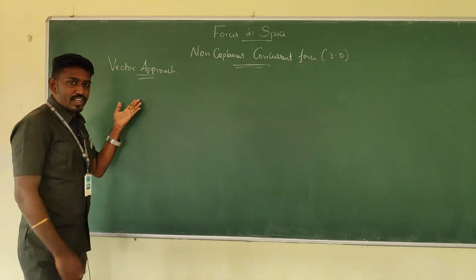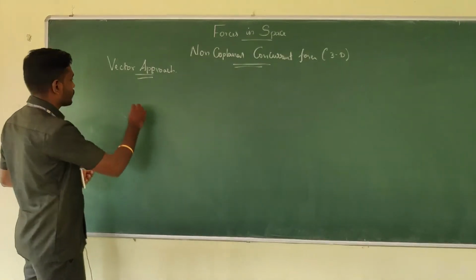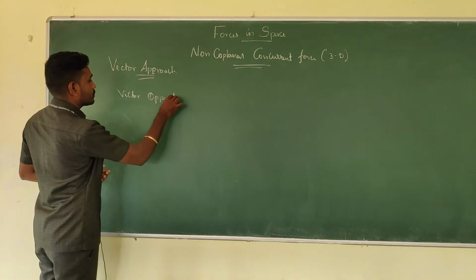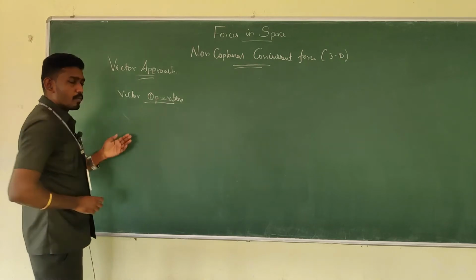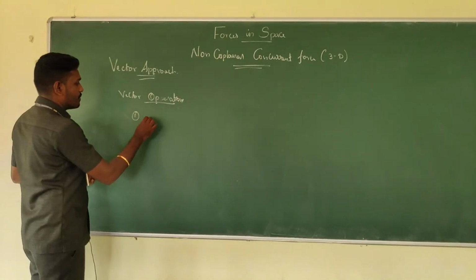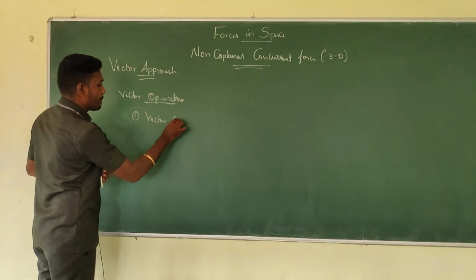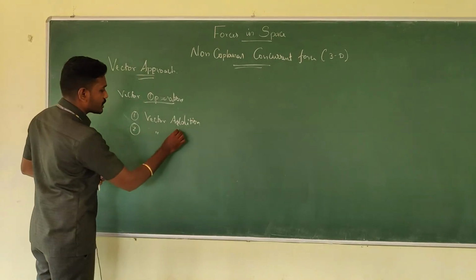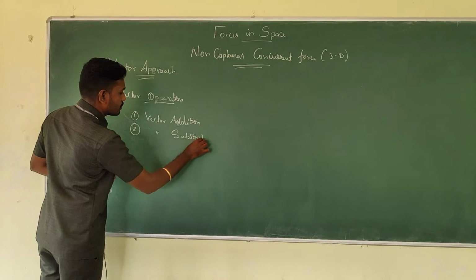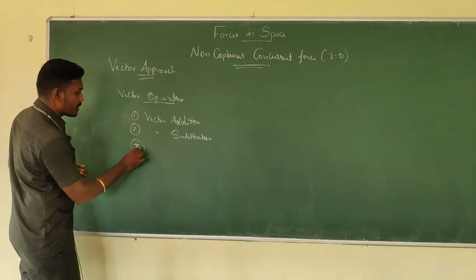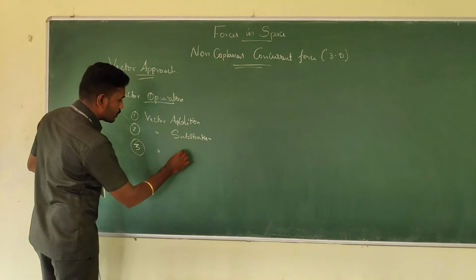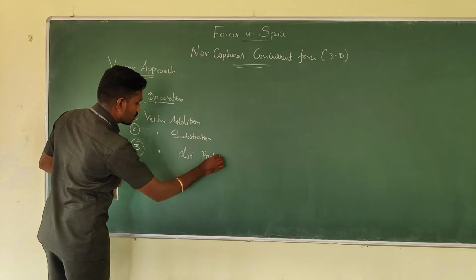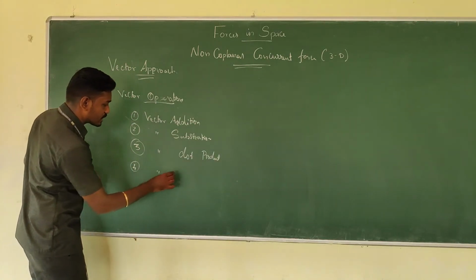In the lower classes we have learned vector operations, namely vector addition, vector subtraction, the third one, vector dot product, and the last one, vector cross product.